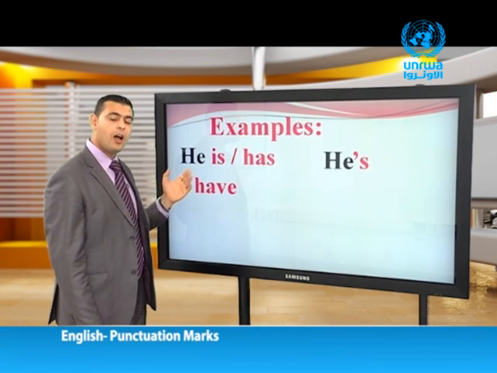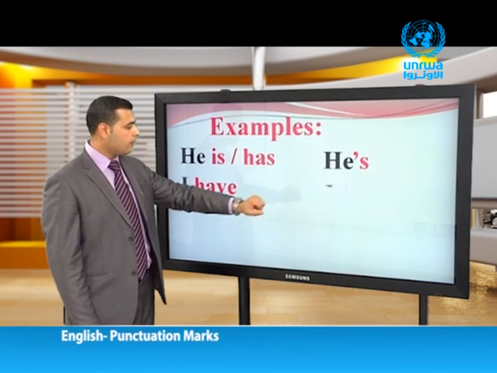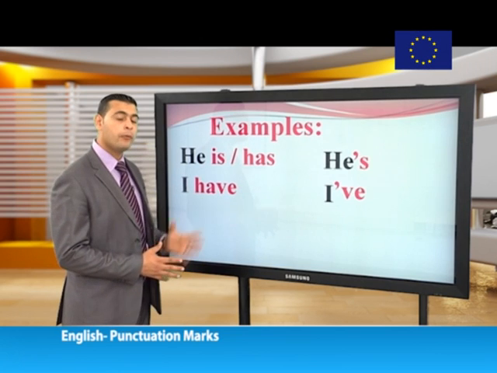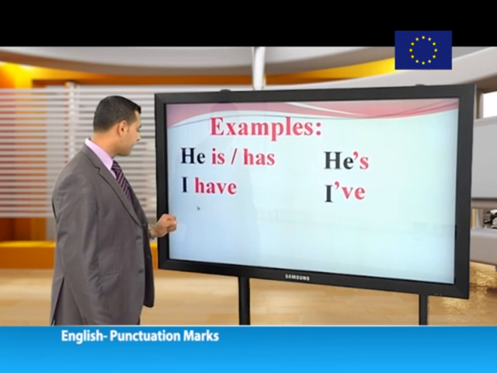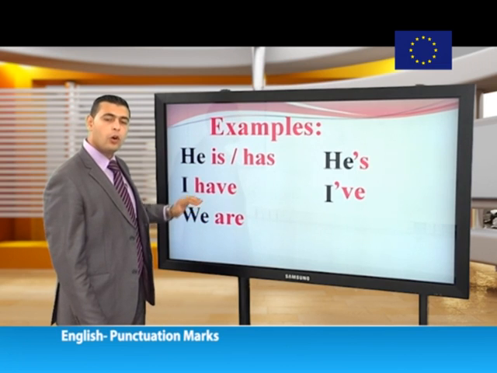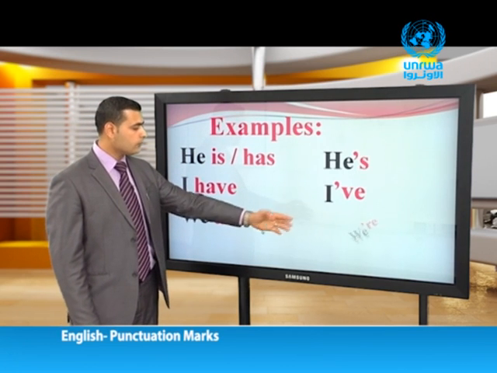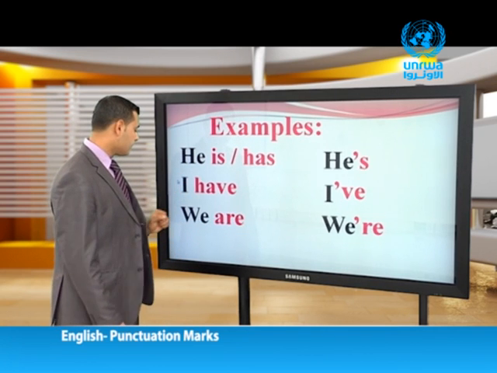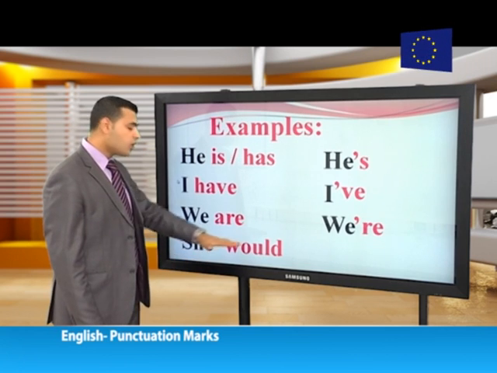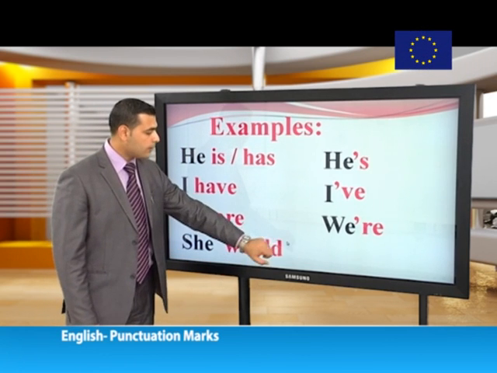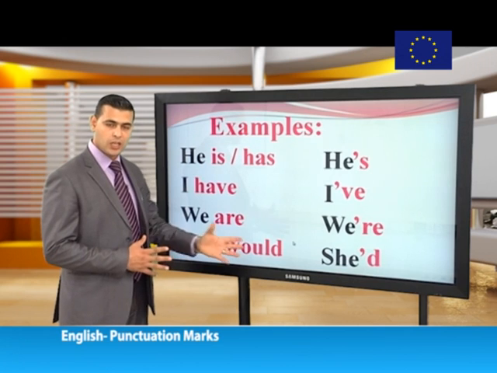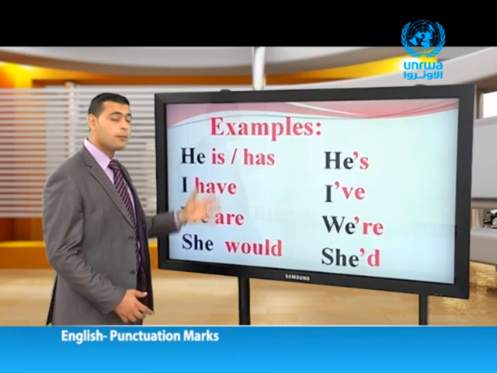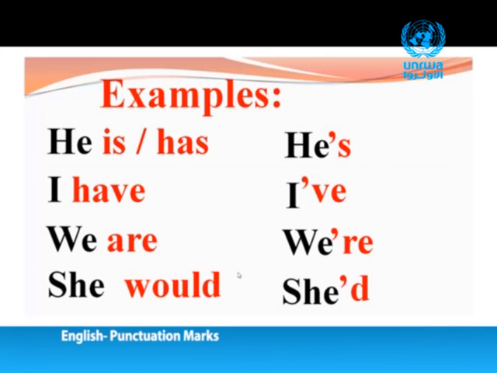I have, here we have I've. We have abbreviated it to be I've instead of I have. We are, here we have we're instead of we are. And the last one, she would becomes she'd. She'd instead of she would. So if you look here, dear students, these words become shorter by using the apostrophes.